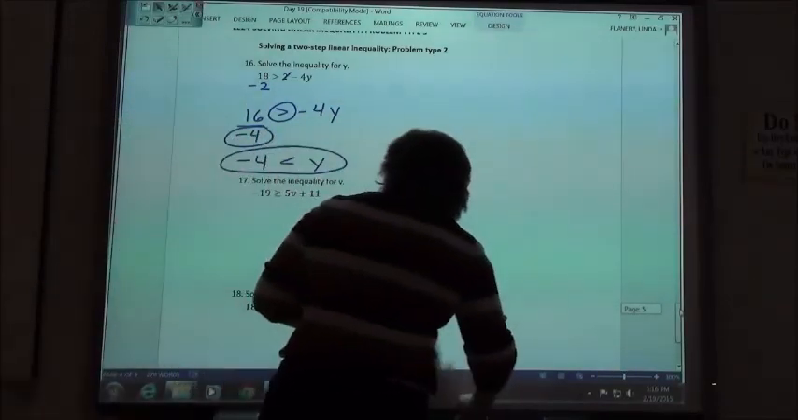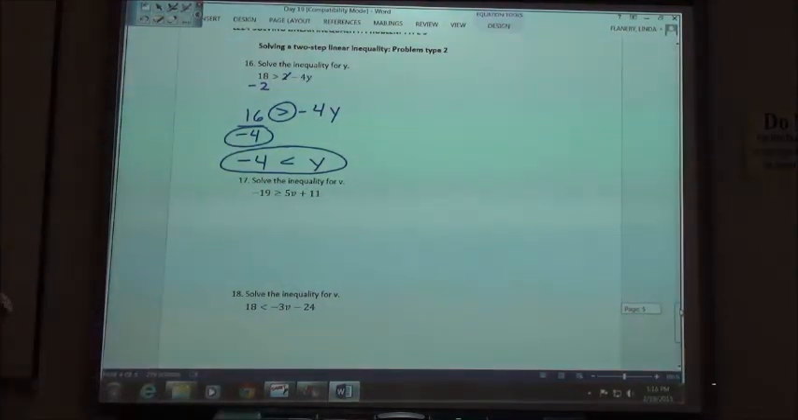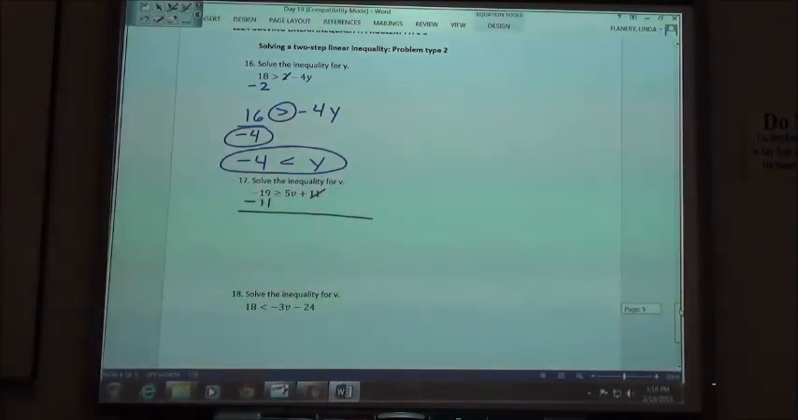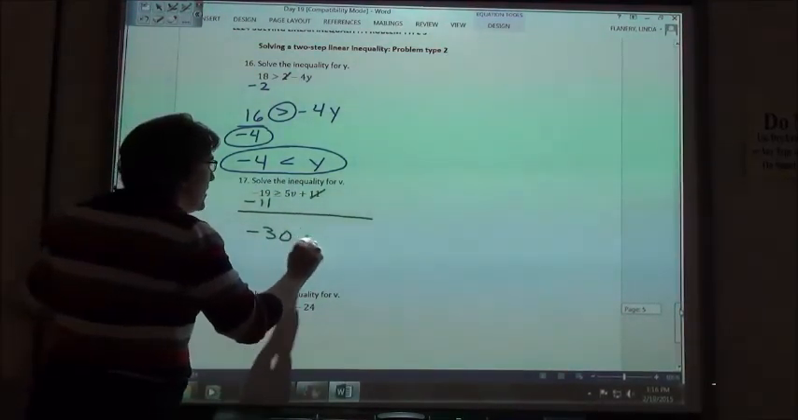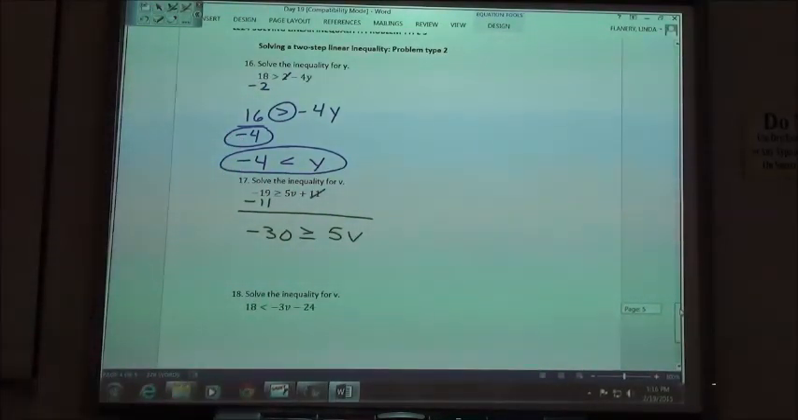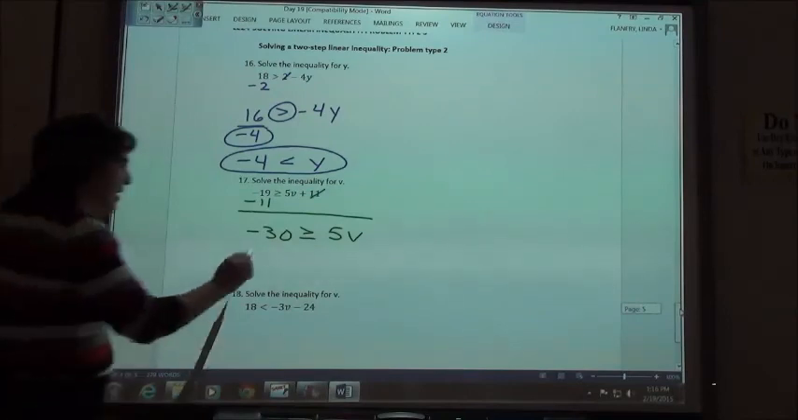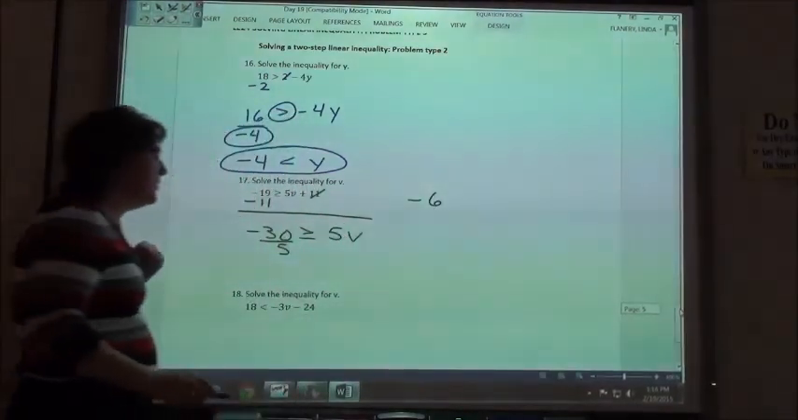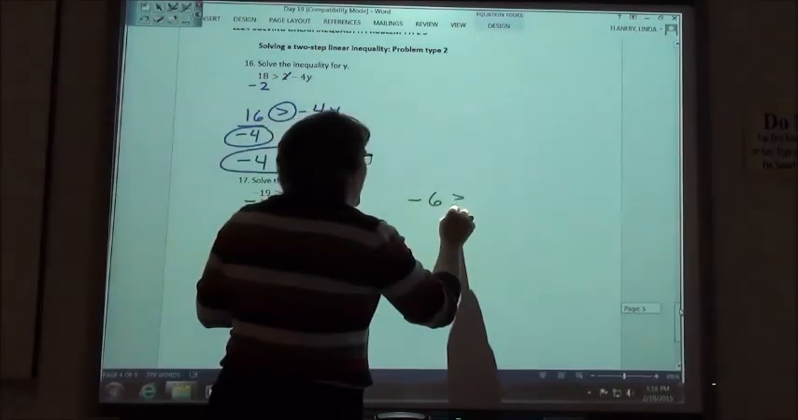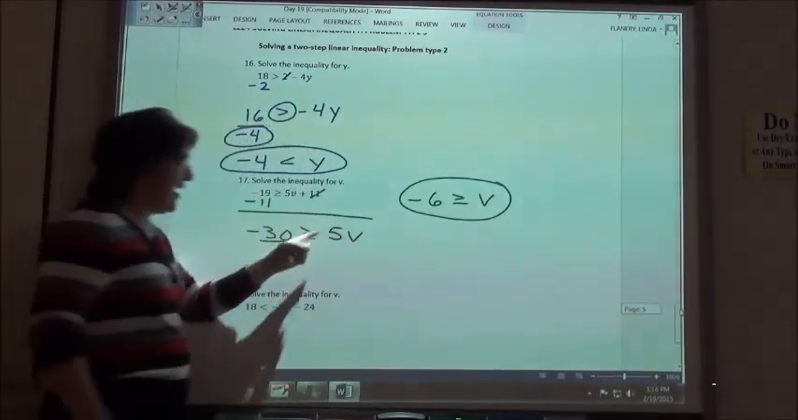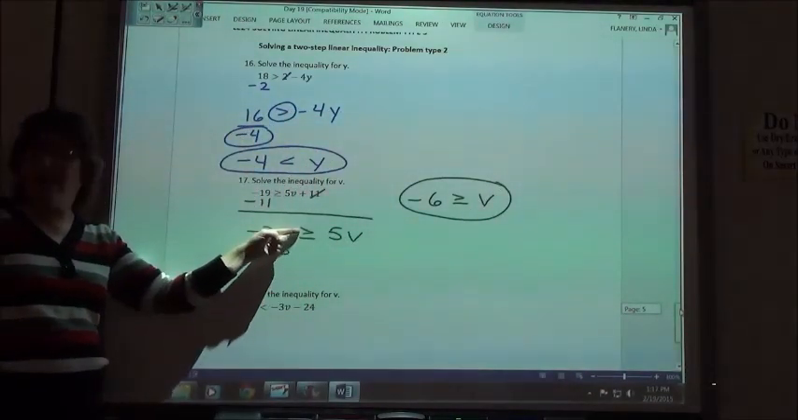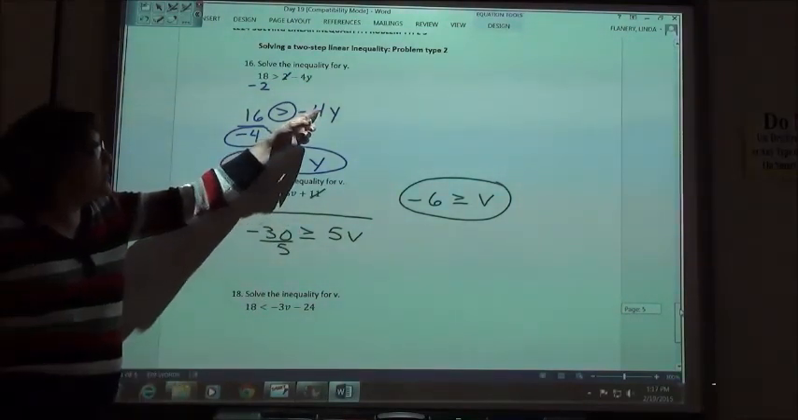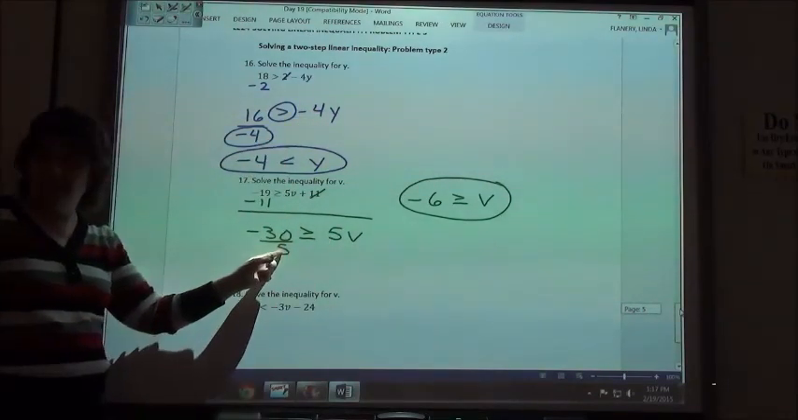Number 17. What do we do to solve that one? Subtract the 11 first. Negative 19 minus 11 would be? Negative 30 is greater than or equal to 5v. And then I'm going to divide by 5, and my answer is going to be negative 6 is greater than or equal to v. I divided by a positive 5, so my sign stayed the same direction. I didn't have to flip it, right? So if my coefficient is negative, I flip my sign, but if it's positive, I leave it the same direction.